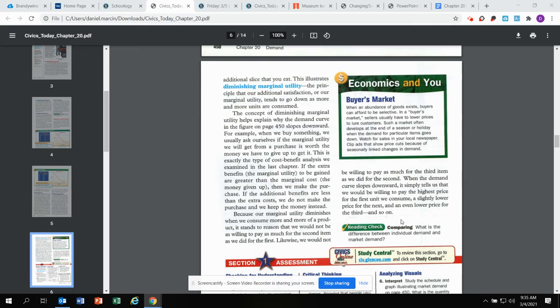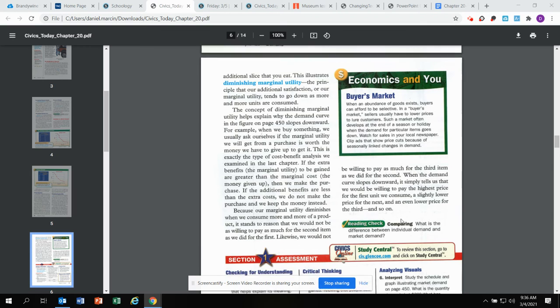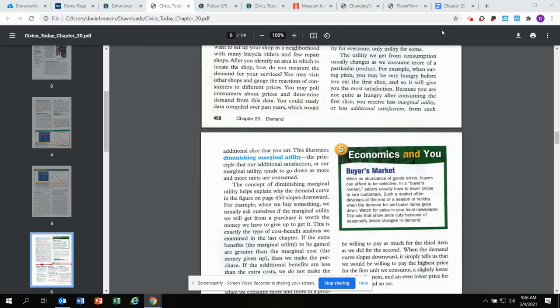If the additional benefits are less than the extra cost, we do not make the purchase and we keep the money instead. Because our marginal utility diminishes when we consume more and more of a product, it stands to reason that we would not be as willing to pay as much for the second item as we did for the first. Likewise, we would not be willing to pay as much for the third item as we did for the second. When the demand curve slopes downward, it simply tells us that we would be willing to pay the highest price for the first unit we consume, a slightly lower price for the next, and an even lower price for the third, and so on. So that was the reading up to page 451.